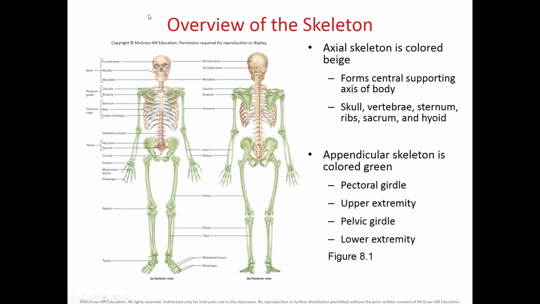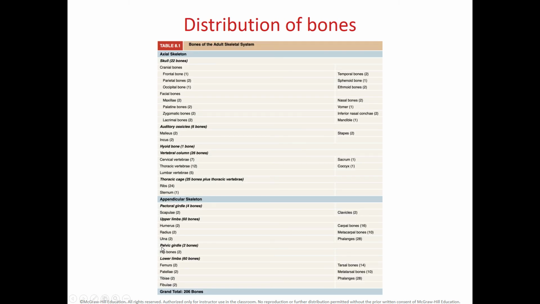So this is the distribution of the bones within the skeletal system or the skeleton. In here we have the axial bones in beige color, and we have the appendicular skeleton in green color. So this is the name and distribution of the bones of the axial and the appendicular skeleton.